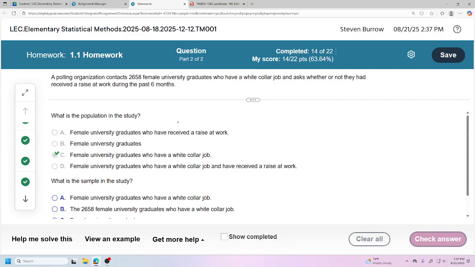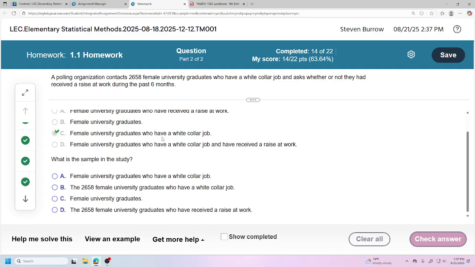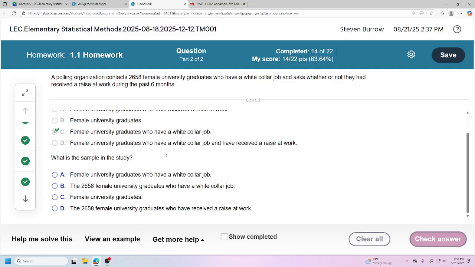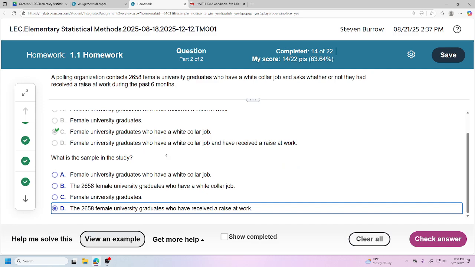Yeah, great job. That was awesome. So let's pause and talk about it. So polling organization asked this many female university graduates who have a white collar job. Like all of this right here is like their title, I guess you can say, right? And so then what would be the sample in this particular case? Yeah, those ones that we asked.